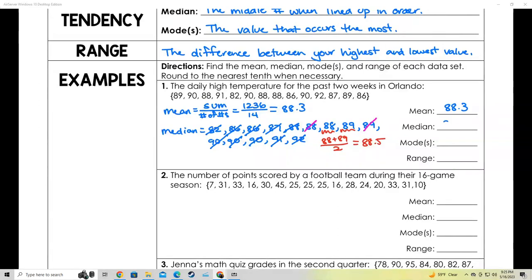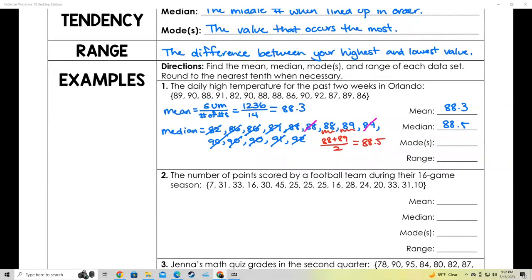I hope that made sense. If not, you're going to have to kind of use both fingers and work your way in. You're going to notice, oh wait, there's going to be two numbers in the middle, not just one. So there's my median. And then the mode is the easiest one, where we just write down the number that occurred the most.